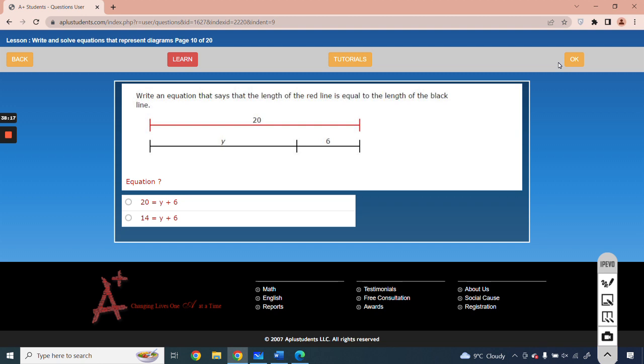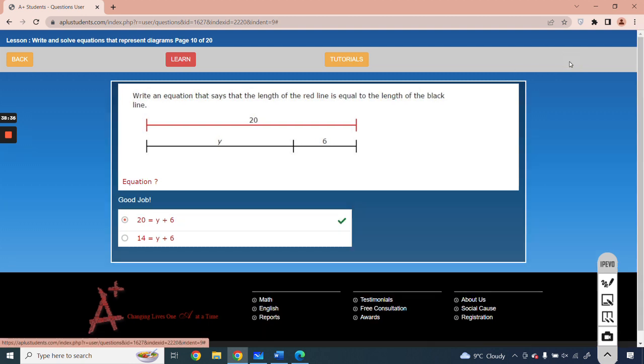Okay, write an equation that says the length of the red line is equal to the length of the black line. Which option is the correct one? Very good, that would be option number 1. 20 equals y plus 6. Got it? Just select the correct option and click on the OK button.